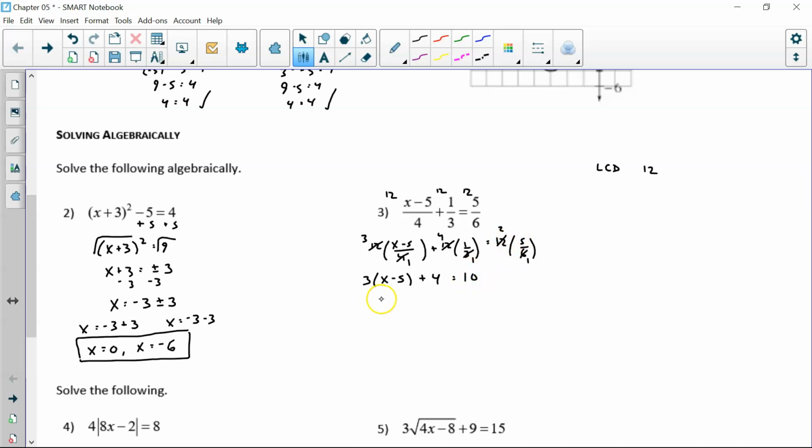So we clean this up, distributing the 3. We get 3x minus 15 plus 4 equals 10. 3x minus 11 equals 10. Add 11 to both sides. 3x equals 21. Divide both sides by 3, x equals 7, and there is our solution.